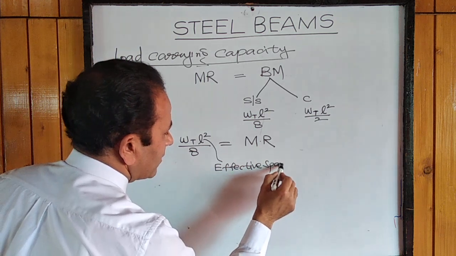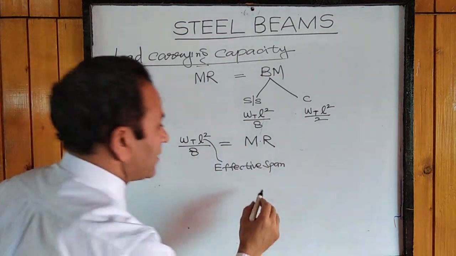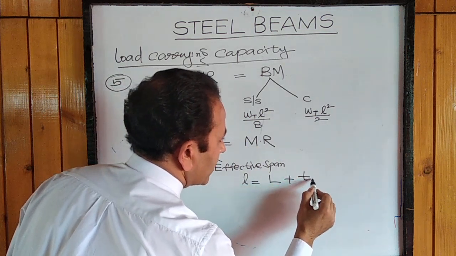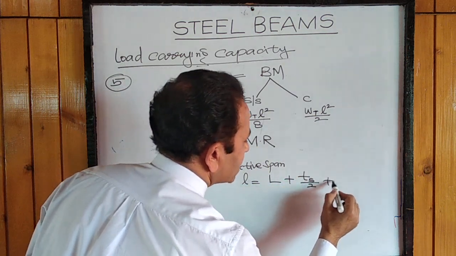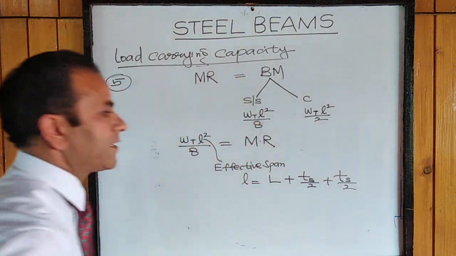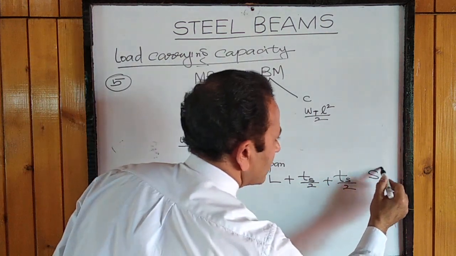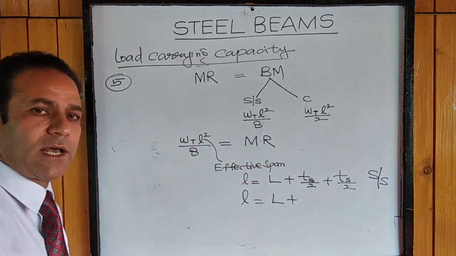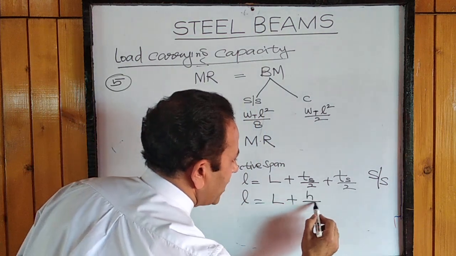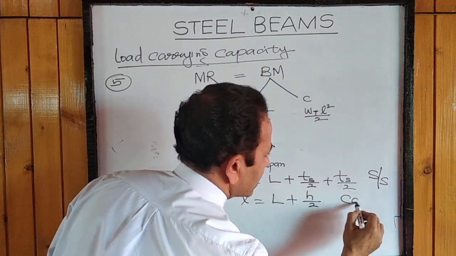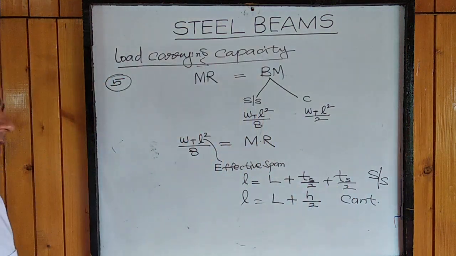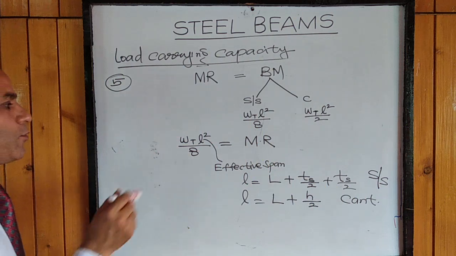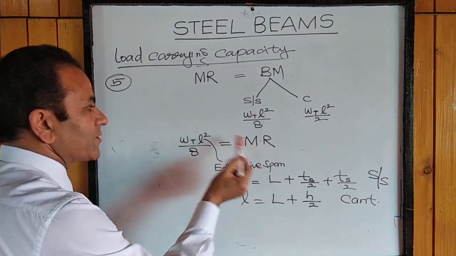Now this effective span L is clear span plus half the support thickness on one end plus half the support thickness on the other end in case it is a simply supported beam. This L shall be taken as clear span plus half the depth of beam, if it is denoted by H, H by 2, or D by 2, if it is a cantilever beam. So again, as the case may be, we will take the value of L accordingly. Put it here. We have got the moment of resistance value with us.